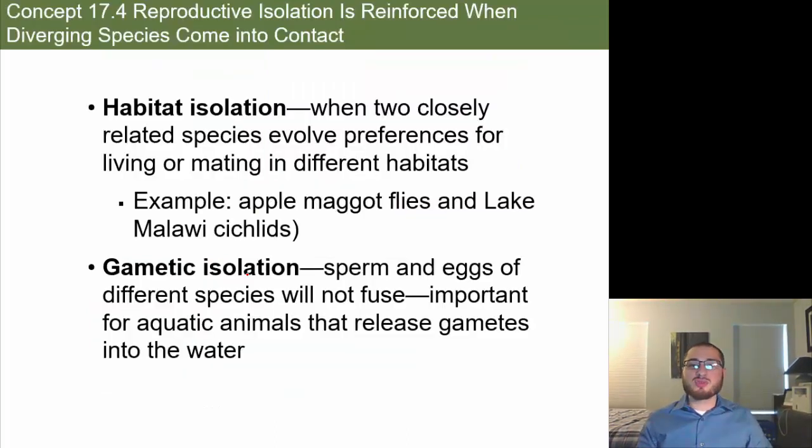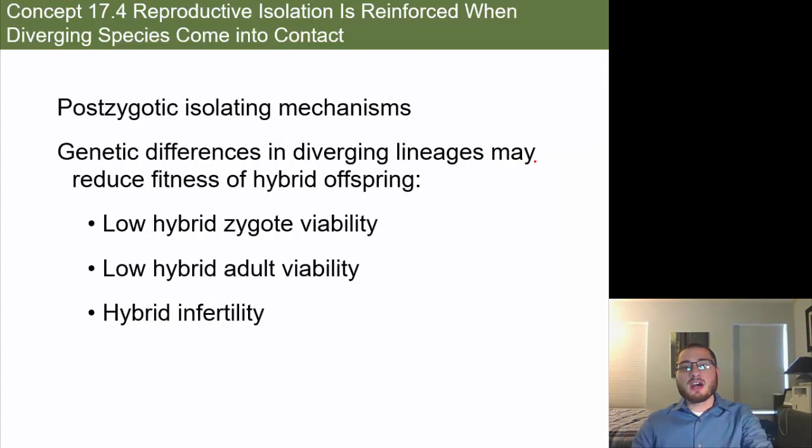You have habitat isolation, where two closely related species evolve preferences for living or mating in different habitats. Sometimes they fulfill a different, we like to call it, niche. So they're going to play a different role in the ecosystem, and they're going to hang out in different areas. You have gametic isolation, where sperm and eggs of different species will not fuse, which is important for aquatic animals that release gametes into the open waters.